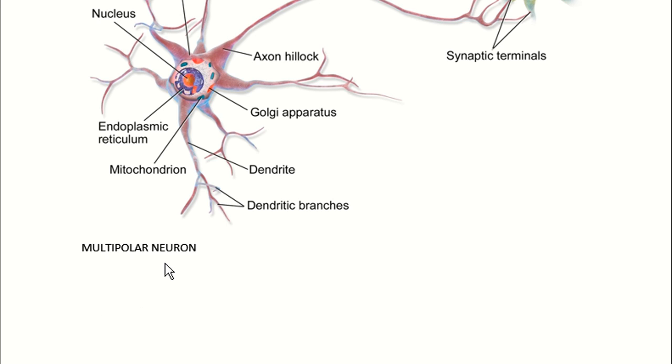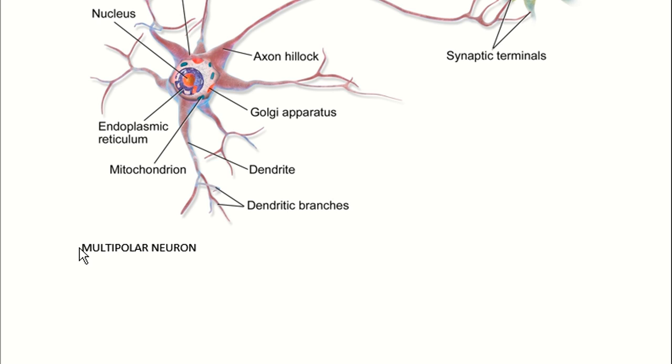a multipolar neuron. Now these generally consist of mostly three parts: the cell body, the axon, and the synaptic terminals. The cell body gives rise to two kinds of processes, the axon and the dendrites. The dendrites bring in nervous impulses from the other neurons, and the axon transmits it from the cell body to the synaptic terminals and thus to the other neurons. The synaptic terminal forms the end of the neuron.